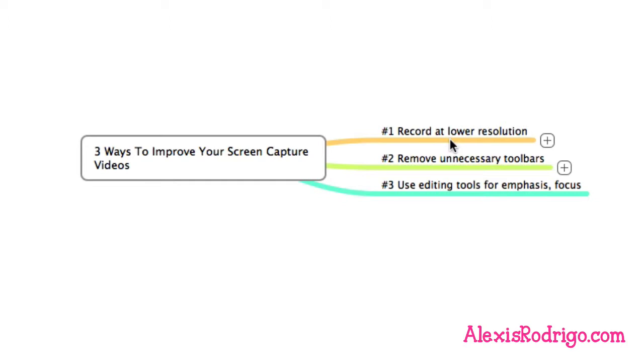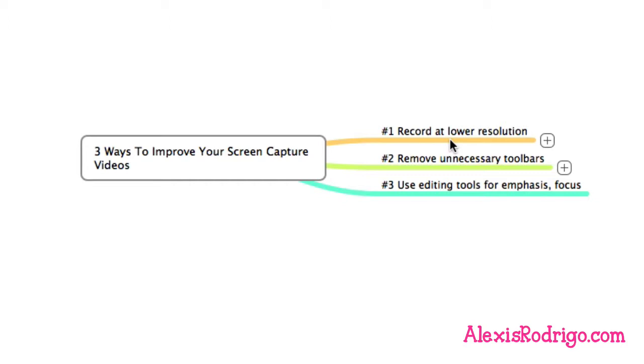The first one is to record at a lower resolution, and that might sound counterintuitive because you want, of course, your final video to be at a higher resolution and to be high definition. And let me assure you, you can still have a high def video in the end. But when you're recording, especially when you're doing a screen capture video on a large computer monitor, you need to record at actually a lower resolution, because in a higher resolution, it's clearer, that's true, but all the different elements in your screen are also smaller.